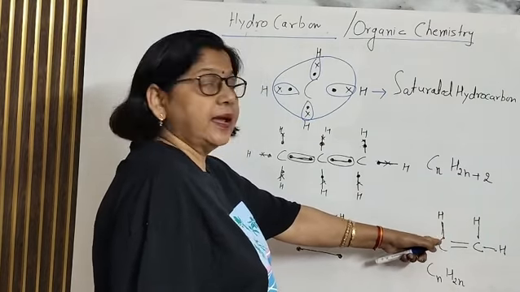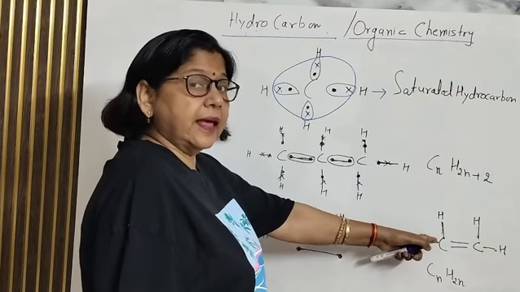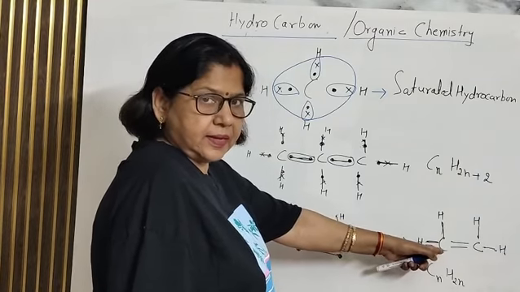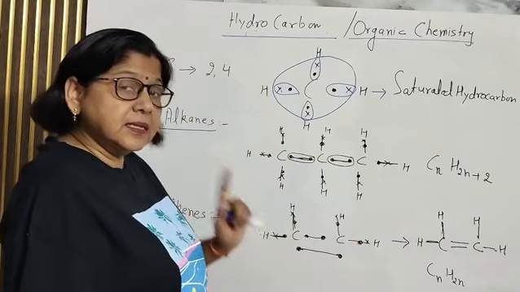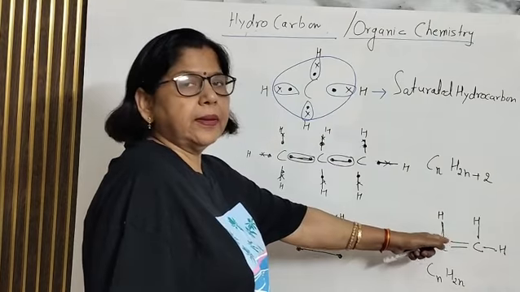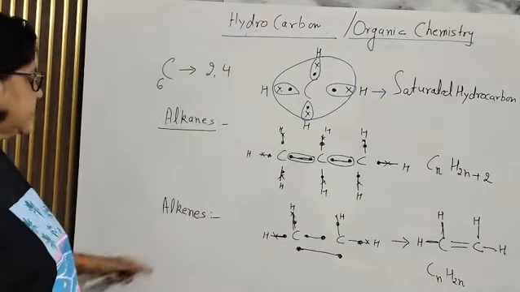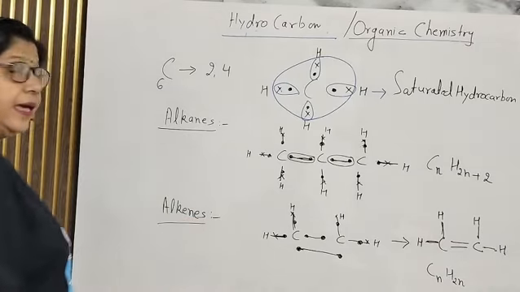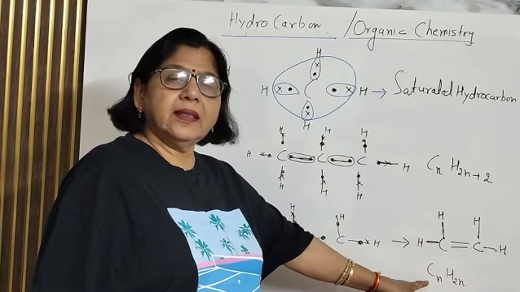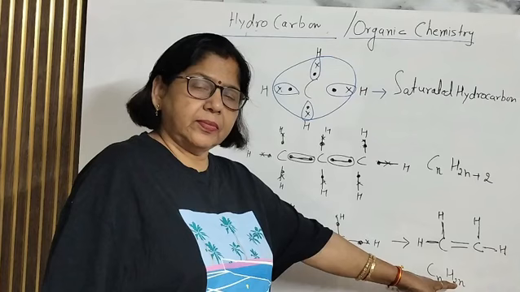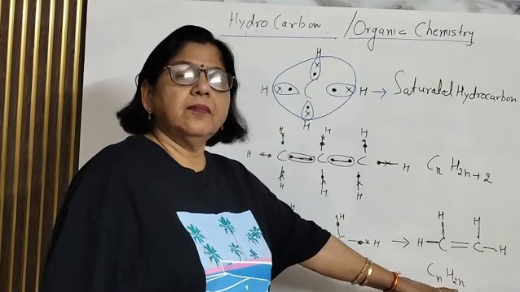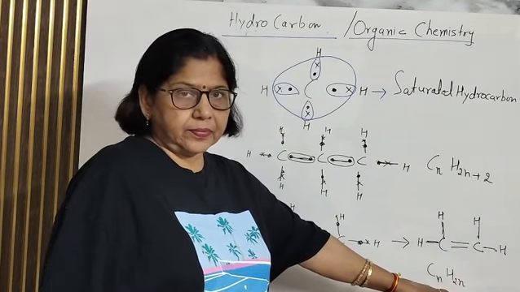So this kind of compound, where there exists a double covalent bond between the two carbon atoms, is known as what? Unsaturated hydrocarbon. And when there is a double bond between the two carbon atoms, it is called an alkene. Alkenes are written with the general formula CnH2n, right? Here again, n represents the number of carbon atoms.